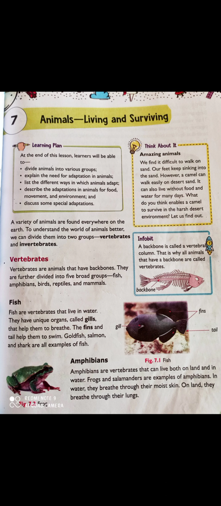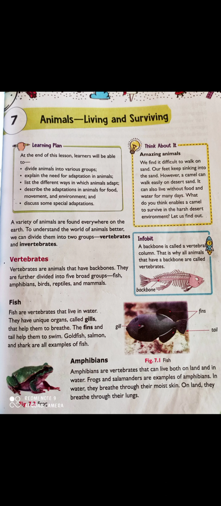Now in this video we will revise chapter number 7, Animals Living and Survive. A variety of animals are found everywhere on the earth. To understand the world of animals better, we can divide them into two groups: vertebrates and invertebrates.